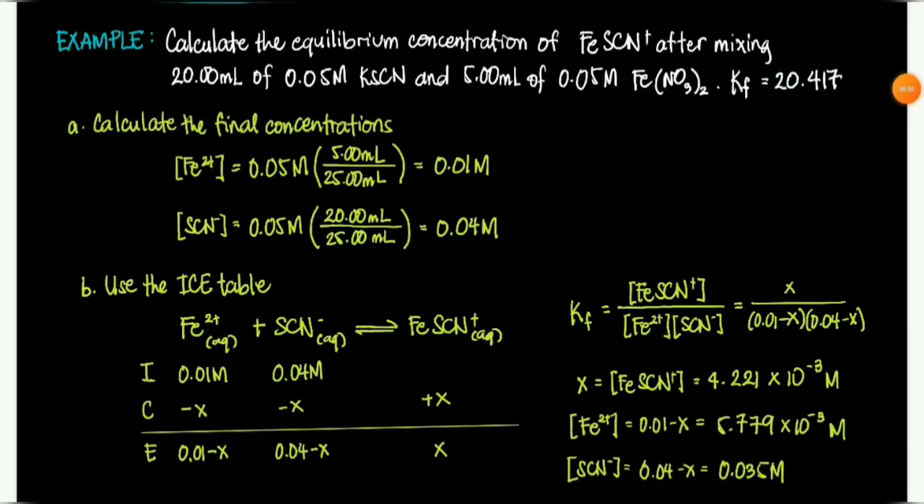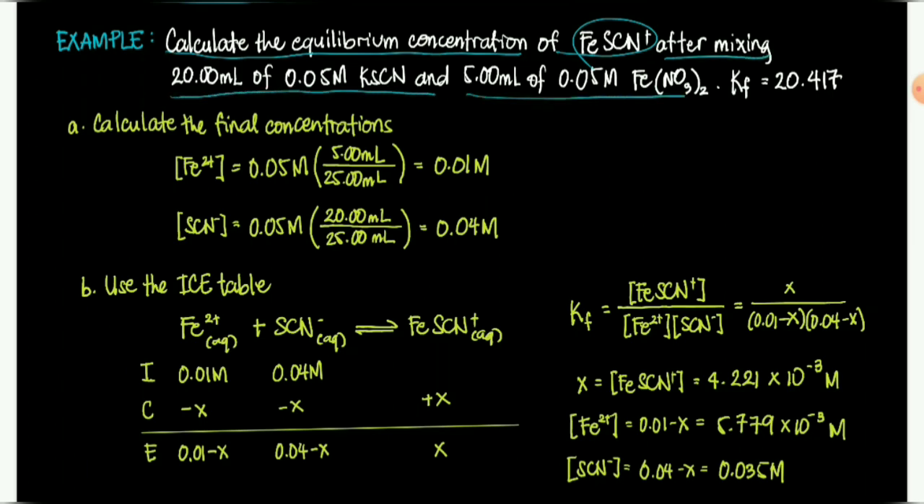Okay? So for the next example, calculate the equilibrium concentration of the thiocyanato iron 2 complex after mixing 20 ml of 0.05 molar potassium thiocyanate and 5 ml of 0.05 molar iron 2 nitrate. So the Kf, or the formation constant for the process, is 20.417. So for the first step, let's calculate the final concentrations.